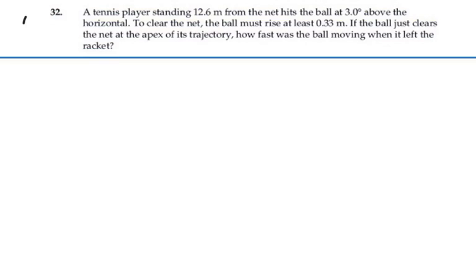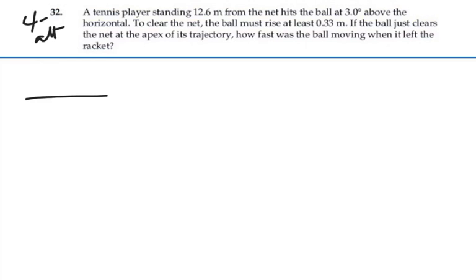Here's problem 432, an alternate method. A tennis player standing 12.6 meters from the net hits the ball 3 degrees above the horizontal. To clear the net, the ball must rise at least 0.33 meters. If the ball just clears at the apex of its trajectory, how fast was the ball moving when it left the racket?